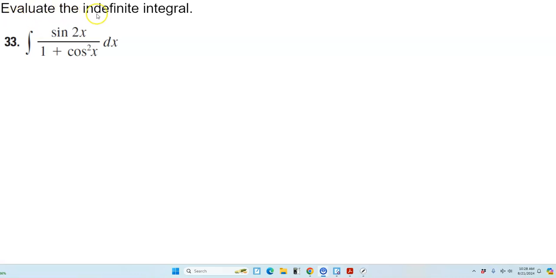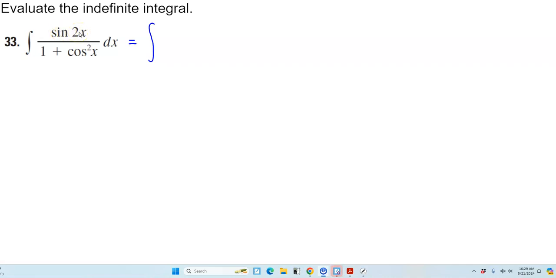Here we want to evaluate the indefinite integral, and the integral is sine 2x divided by 1 plus cosine squared x dx. In this particular problem, we want to manipulate this a little further, because here we have a double angle with our trig, and so we can substitute this. Let's go ahead and substitute before we make any substitutions.